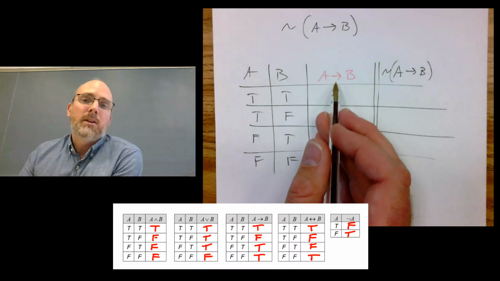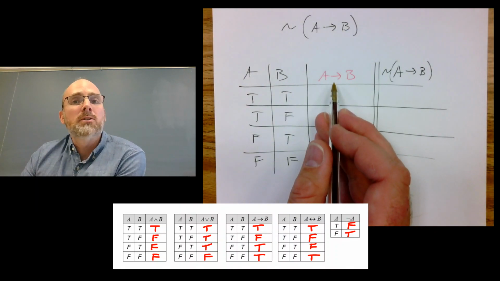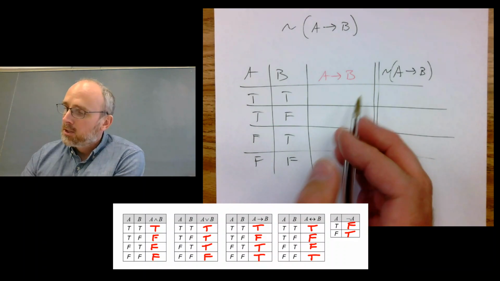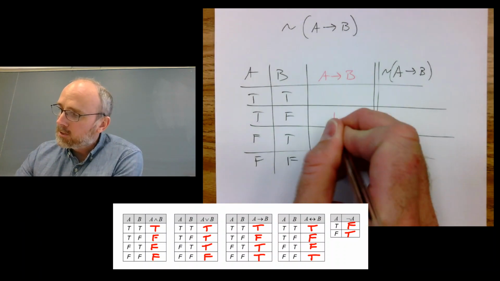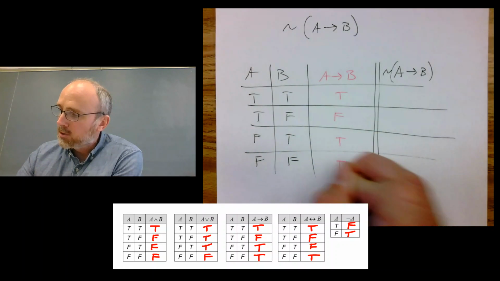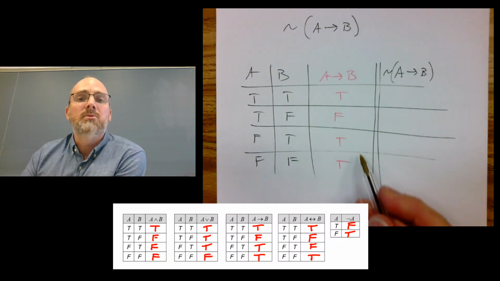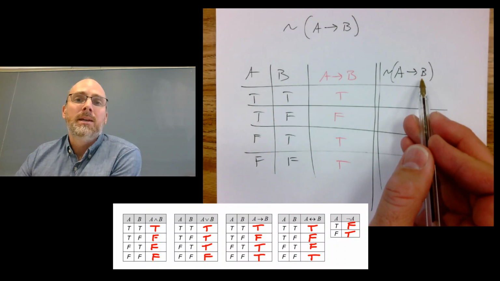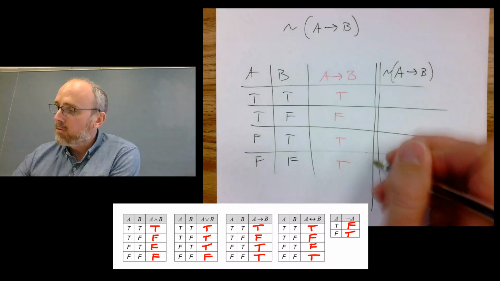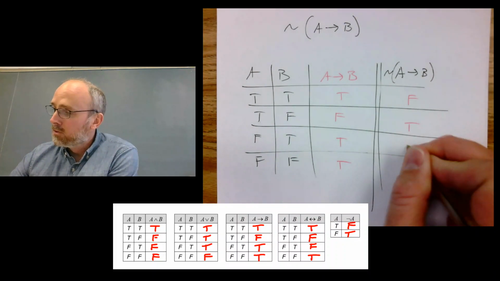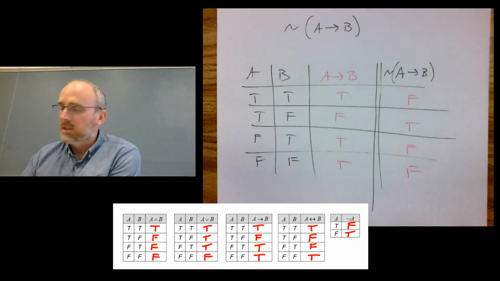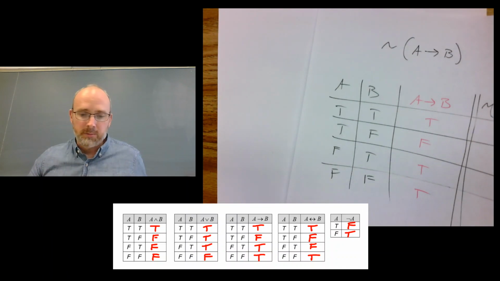And I know that the only time the conditional is false is when the antecedent is true and the consequent is false. So if A is true and B is false, this is false. And then everywhere else, it's true. So that's the column for if A then B. And then not if A then B is going to be the reverse of that. So it's false, true, false, false. So this intermediate column is helpful in producing that final column in our truth table.